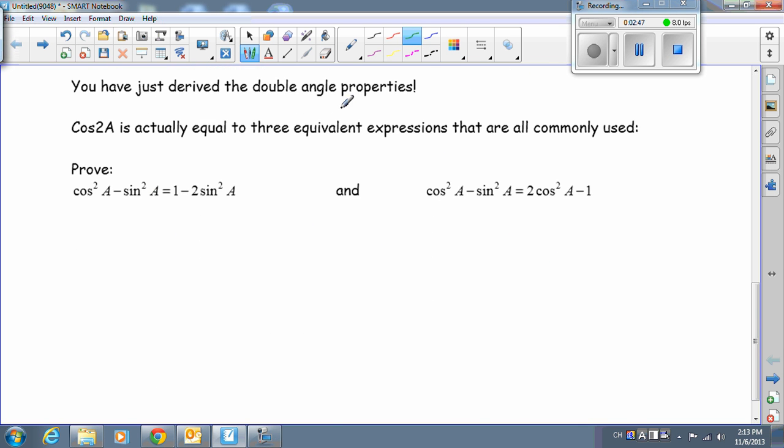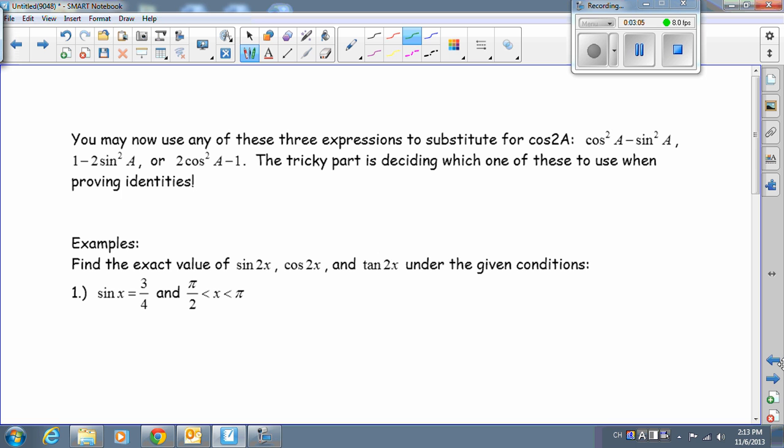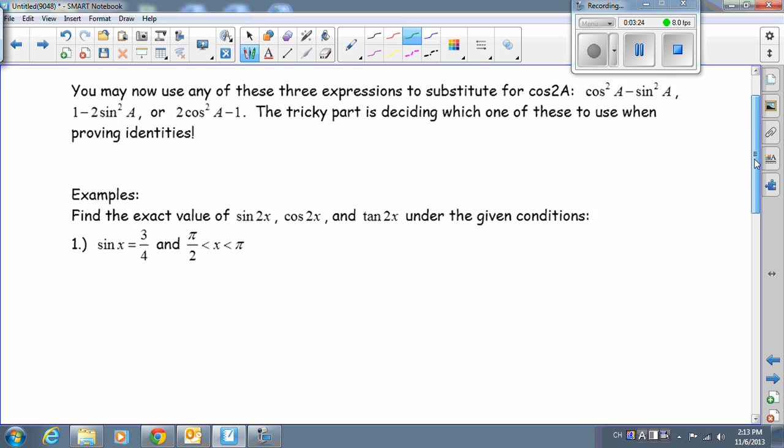Alright, you have just derived the double angle properties. I will not prove these two because we have done enough of these already. Cosine squared of a minus sine squared of a equals 1 minus 2 sine squared of a, or cosine squared of a minus sine squared of a is equal to 2 cosine squared of a minus 1. I'll leave this up to you. But on the next page, you may now use any of these three expressions to substitute for cosine 2a: cosine squared of a minus sine squared of a, 1 minus 2 sine squared of a, or 2 cosine squared of a minus 1. Well, let's go ahead and jump to example 1.